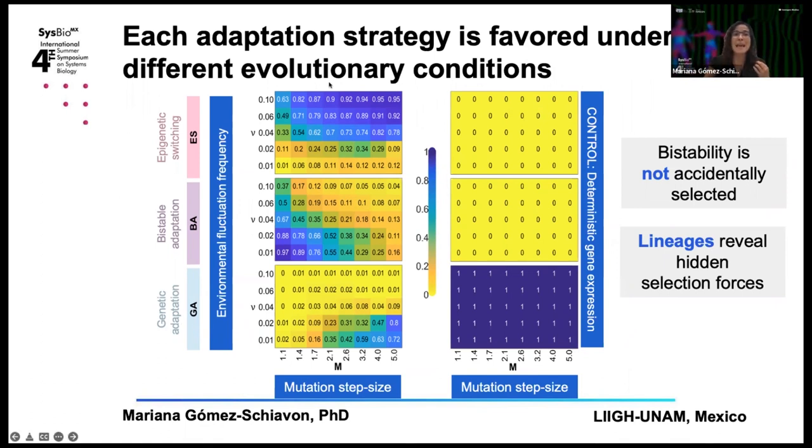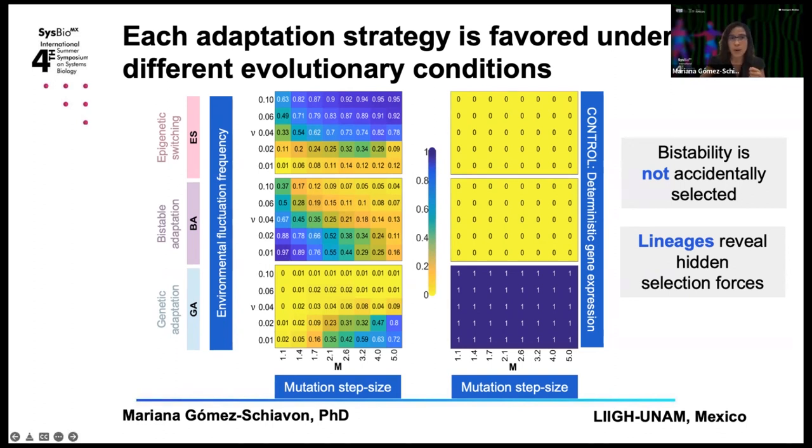More specifically, epigenetic switches are favored in fast fluctuating environments. This is regardless of the other evolutionary parameters that we were looking at, particularly regardless of the mutation step size. On the other hand, for slow fluctuating environments, we can see that genetic adaptation is favored only if the mutation steps can be big enough, so it allows you to adapt fast enough. Otherwise, the system prefers to implement this bistable adaptation.